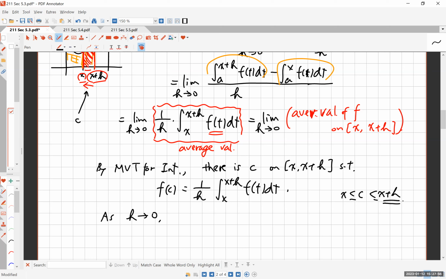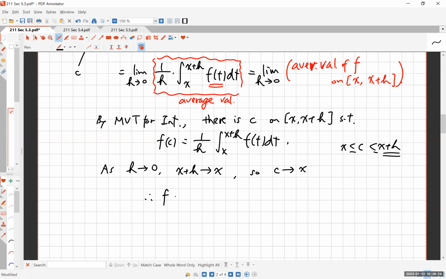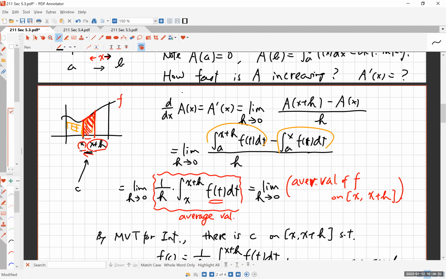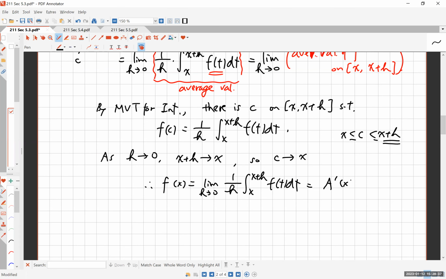And as x plus h approaches x, there's really no difference between x and x plus h. It gets smaller and smaller, and c is squeezed between x and x plus h, and ultimately just becomes x, right? So then we say f of x is this limit, which of course is the thing that we were looking for. And what was this limit? This limit actually was equal to this. This is what we were looking for, right? The limit we were looking for is A prime of x.